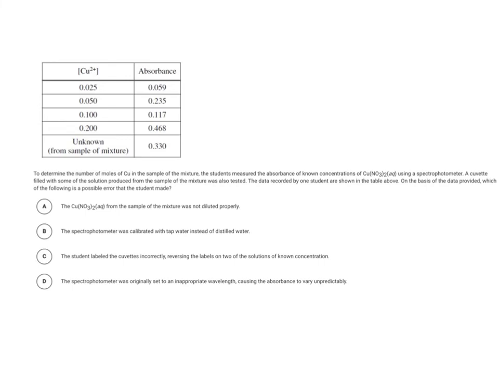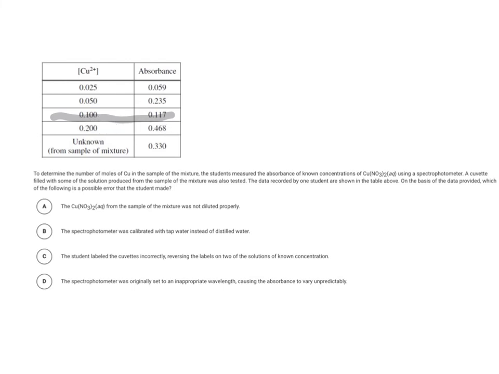So I look at the data, and the concentration increases by 0.025, then 0.05, and then by 0.1. So it seems to be escalating as you go down here. Then I notice that the absorbances go up, but then all of a sudden in this data point, they go down. And so that gives me a clue that something went wrong here in trial number 3. Now reading through the examples, the first one says, the copper nitrate from the sample of the mixture was not diluted properly. Now at first glance, I thought that was possibly the correct answer, and it still might be. So I'm just going to put that one on the shelf.